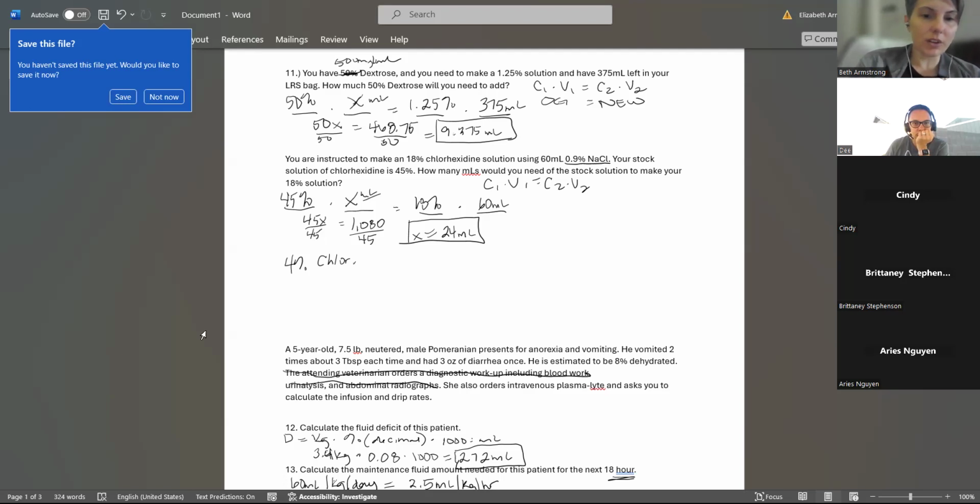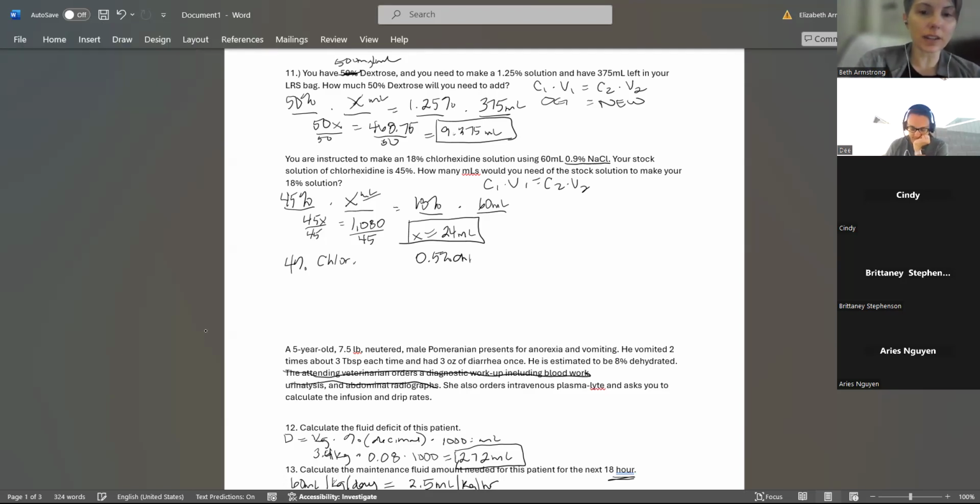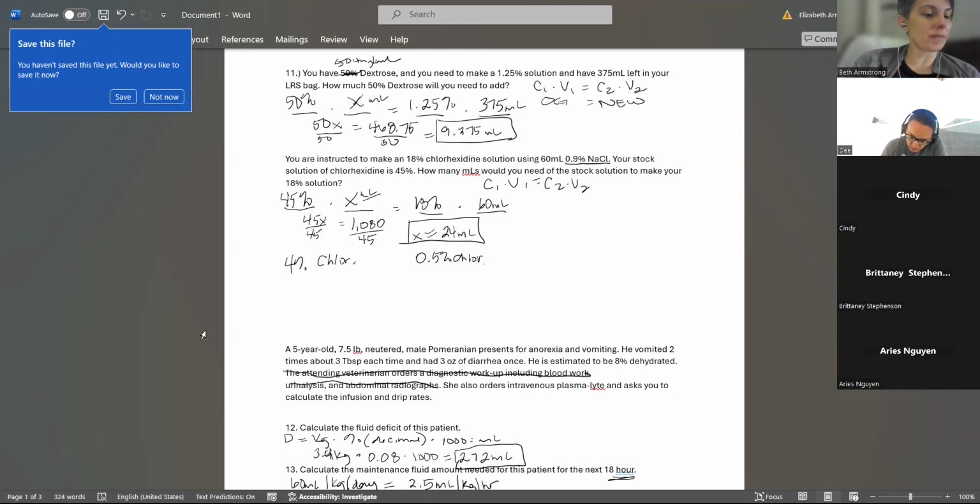All right. So 0.5% chlorhexidine is what we really want. So how many mLs do you guys typically draw up for wound flushing?